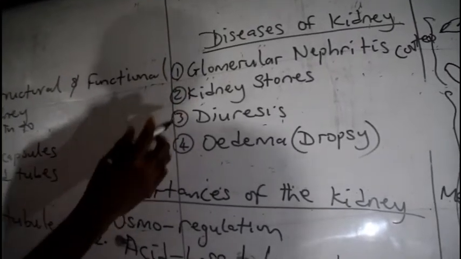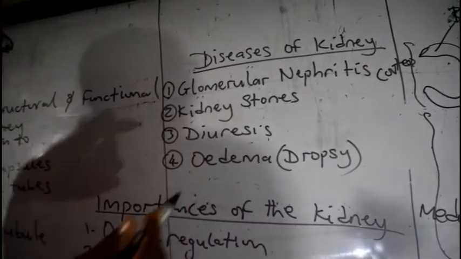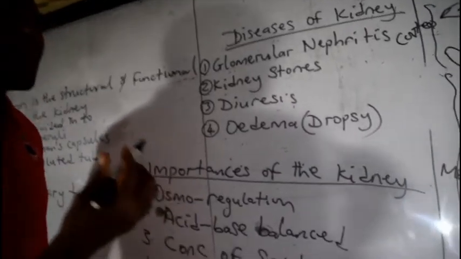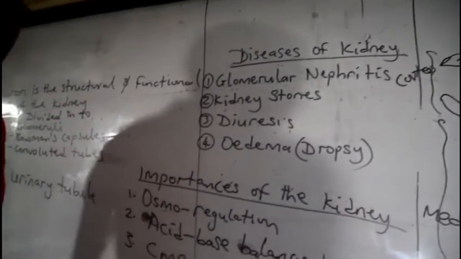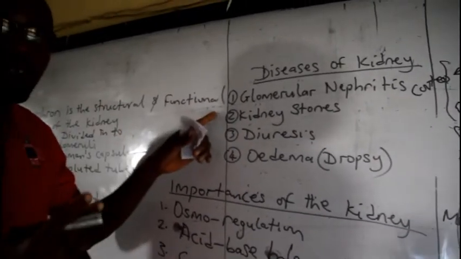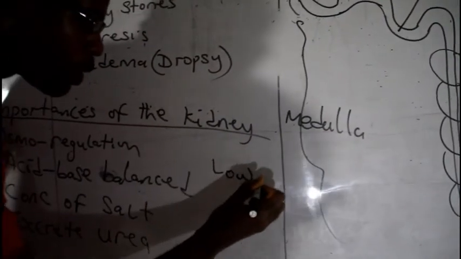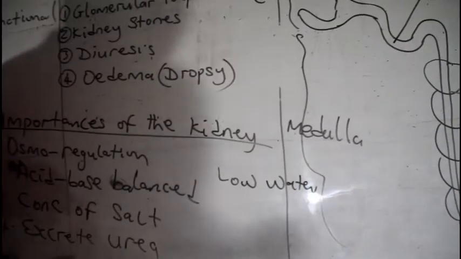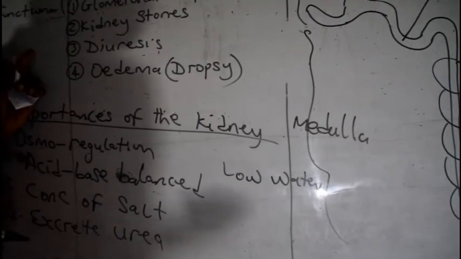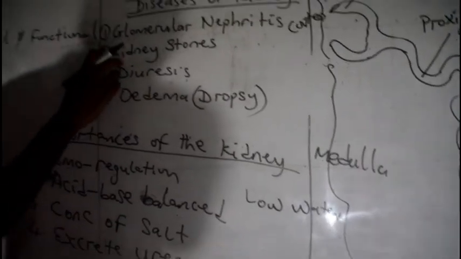The next disease we want to consider is kidney stones. I don't want you to think these are geological stones. No, the stones we are talking about here are crystals of mineral salts. So what causes kidney stones? There are three things that result in kidney stones. The first one is when the water content of the body is low, that is, low water intake. Some of us eat without drinking water. When you do that, you are destroying the kidney. So drink enough water. When the water intake is low, it might result in kidney stones.